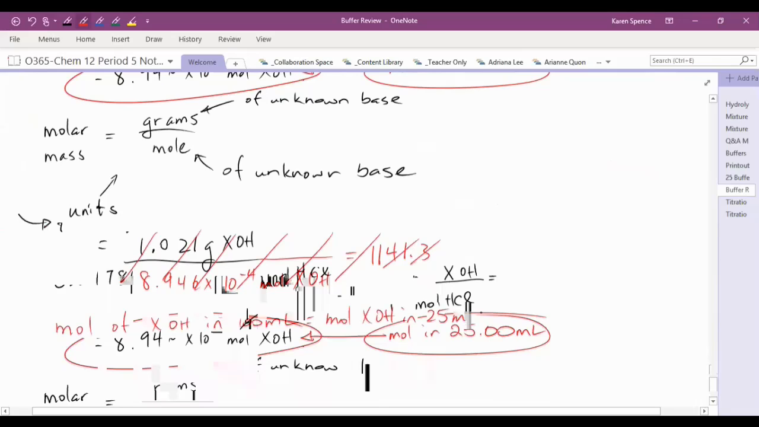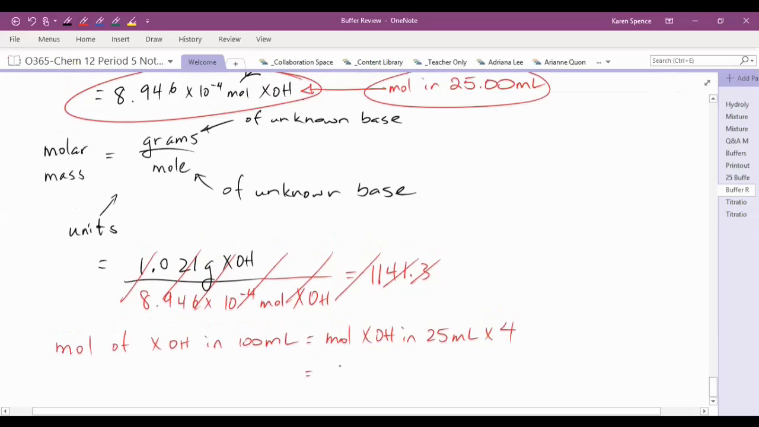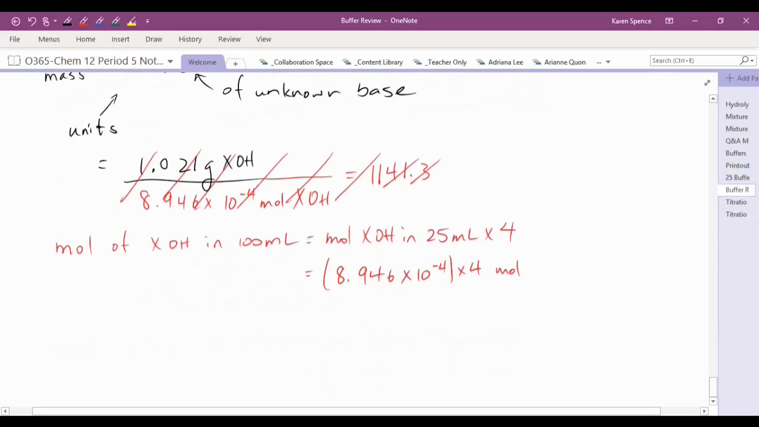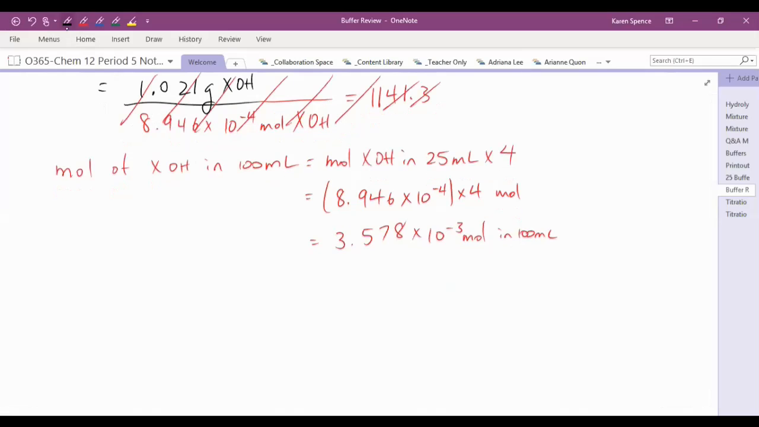So the moles of XOH in 100 milliliters is equal to the moles of XOH in 25 milliliters. What should we do with that? We should multiply it by 4. So that's going to be equal to 8.946 times 10 to the negative 4, times 4 moles, and so we get 3.578 times 10 to the negative 3 moles in 100 milliliters. Oh, that's looking better.